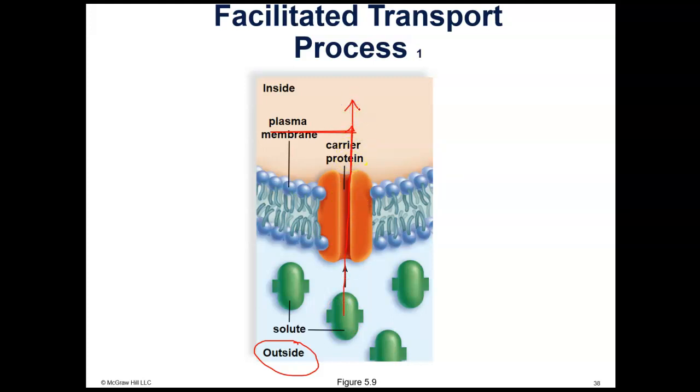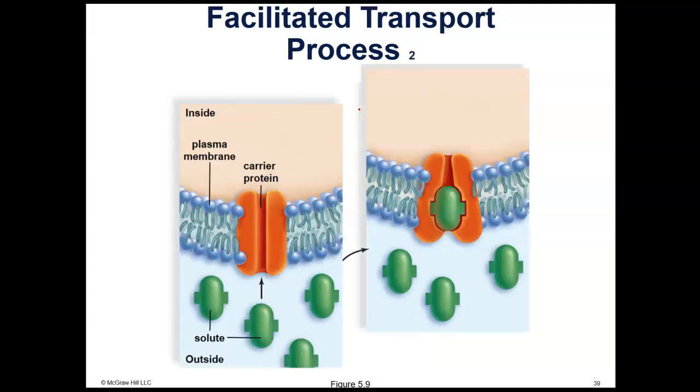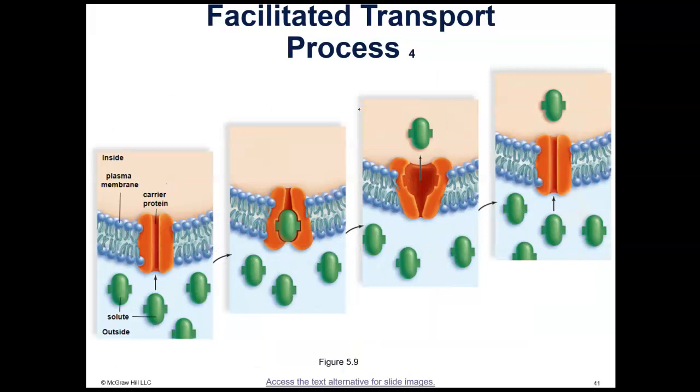With no ATP required, that is facilitated transport. And this shows you the process kind of as it occurs. So it's high concentration moving through the carrier protein into the cell, into its low concentration, and no energy is required.